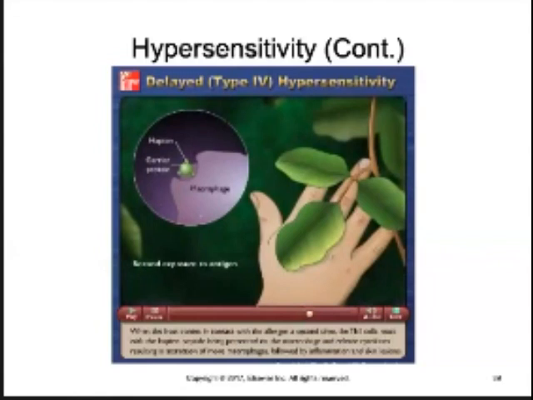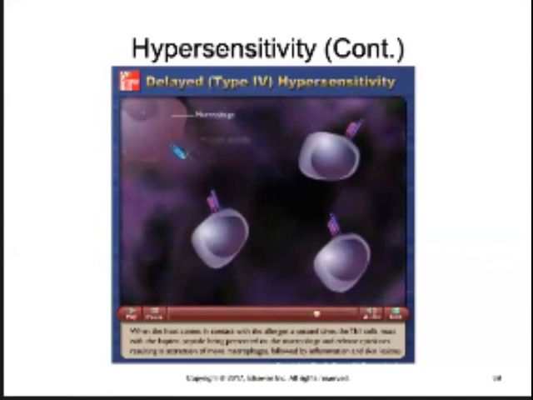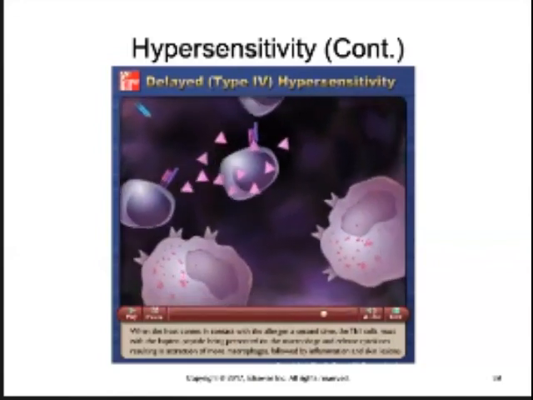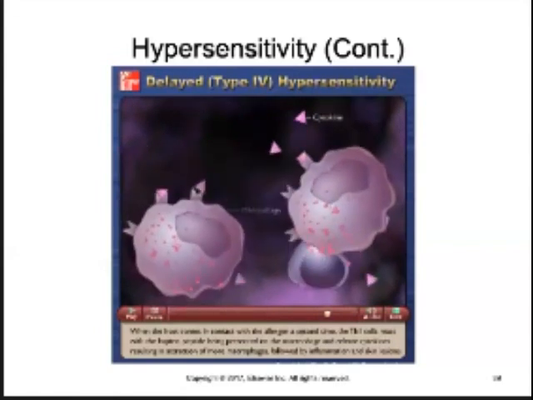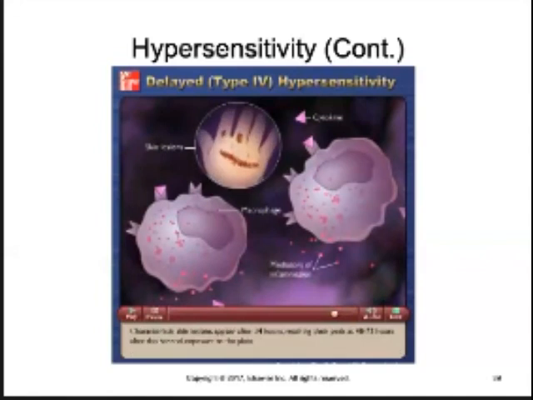The host comes in contact with the allergen a second time. The Th1 cells react with the hapten peptide being presented on the macrophage and release cytokines, resulting in attraction of more macrophages, followed by inflammation and skin lesions. Characteristic skin lesions appear after 24 hours, reaching their peak at 48 to 72 hours after the second exposure to the plant.